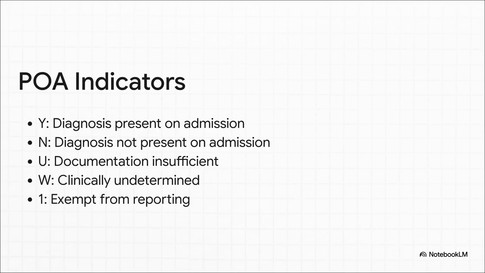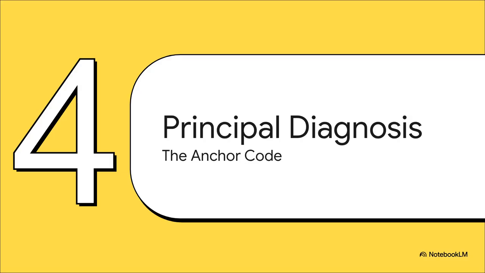present. Under Medicare rules, an N indicator means that condition is considered a hospital-acquired condition. The grouper will recognize it's an MCC for sure, but it will generally refuse to use it to increase the DRG weight. So the hospital just has to absorb the cost of that extra care entirely, which is a direct hit to revenue.